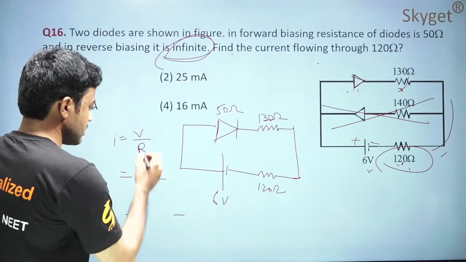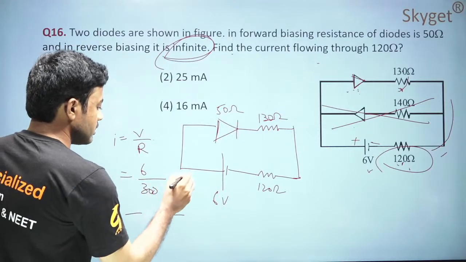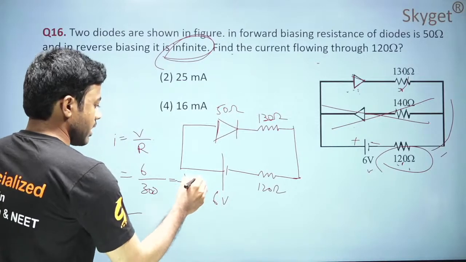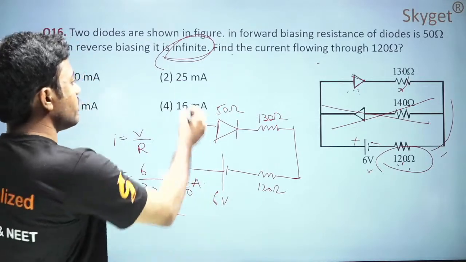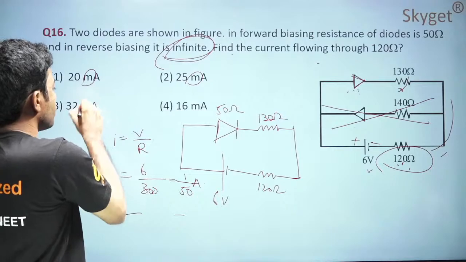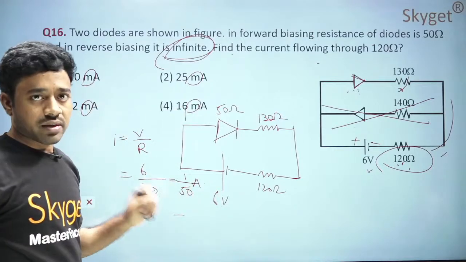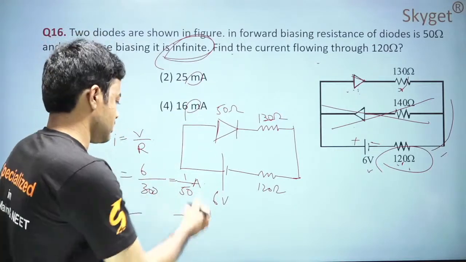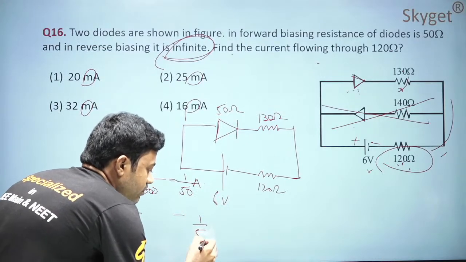So V is 6, R is 300 ohms, that is 1 by 50 amps. But here the current is given in terms of milliamps. Every option is in terms of milliamps. So you have to convert this 1 by 50 into milliamps. That is, you can write it like 1 by 5 into 10.